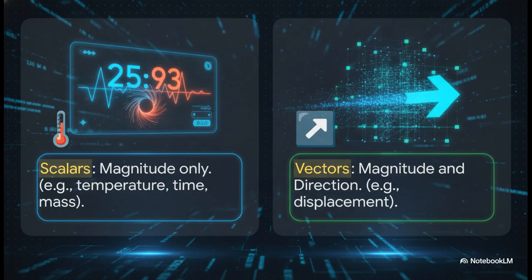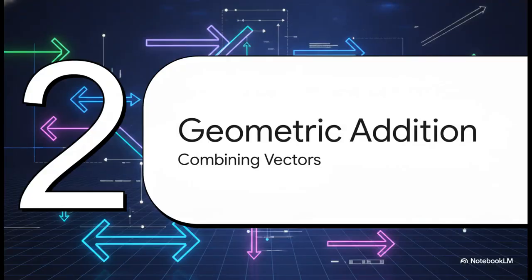But then we have vectors. These are our glowing neon arrows. They have a magnitude for sure, but crucially, they also have a direction. You can't just say a particle moved 5 meters, you have to specify it moved 5 meters north. Displacement, velocity, acceleration, these are the active directional commands that actually dictate movement in our simulator. Moving on to section 2, geometric addition and subtraction.